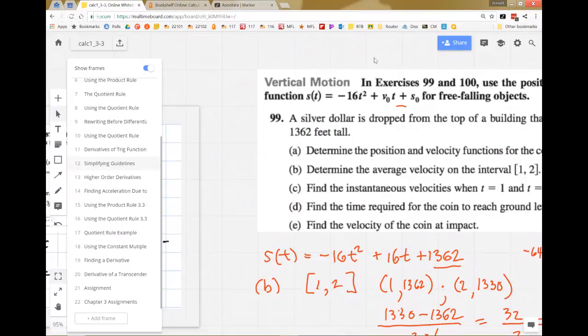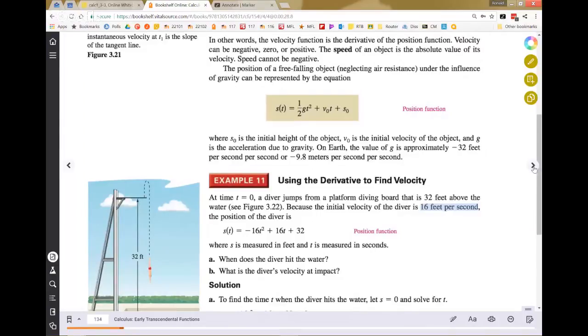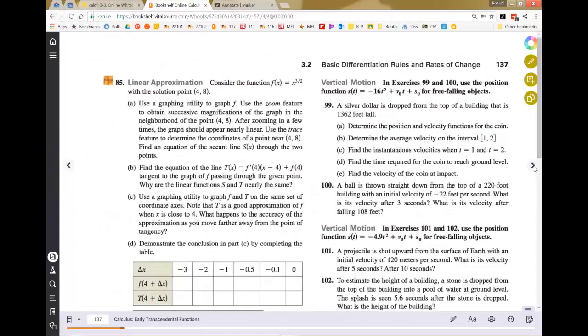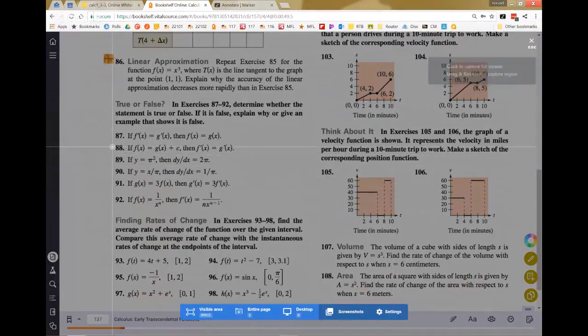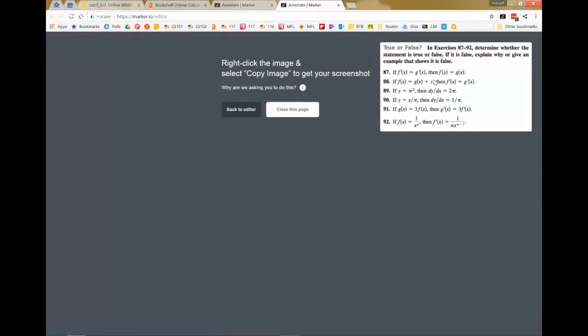All right, Weston, 89. Let's go take a look at 89. I'm going to move over here. 89. All right, 89. Grab. And I better grab this whole thing because then we can see the directions. Copy. Okay, come back.